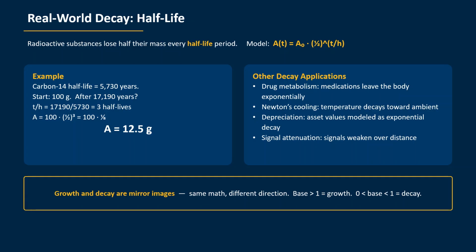distance. The key insight is that all of these processes share the same underlying mathematics. The quantity decreases by a fixed proportion over each equal time interval, producing the characteristic exponential decay curve that approaches zero but never quite reaches it.